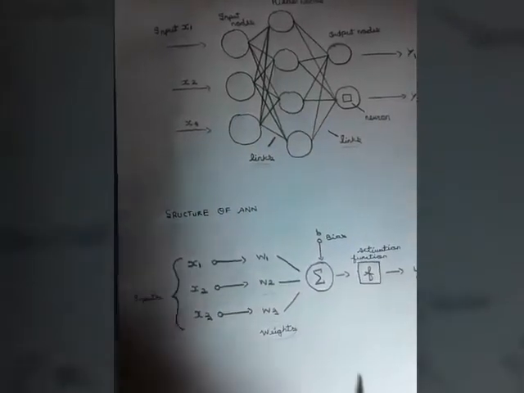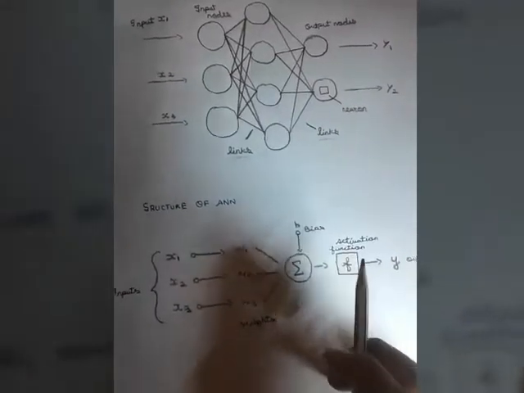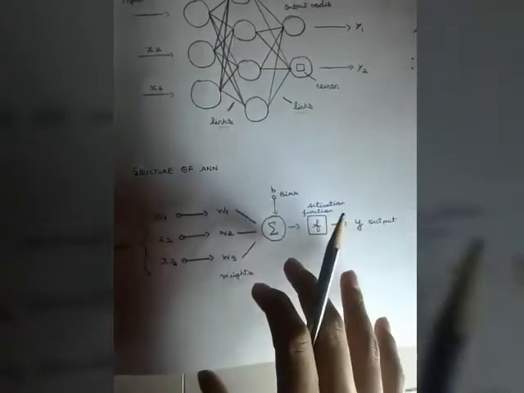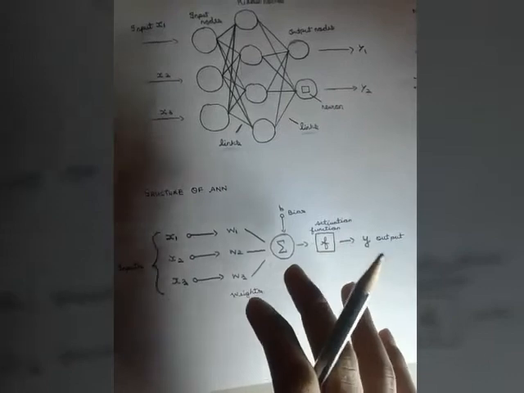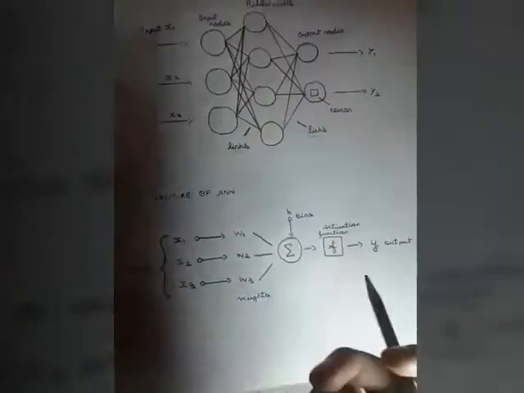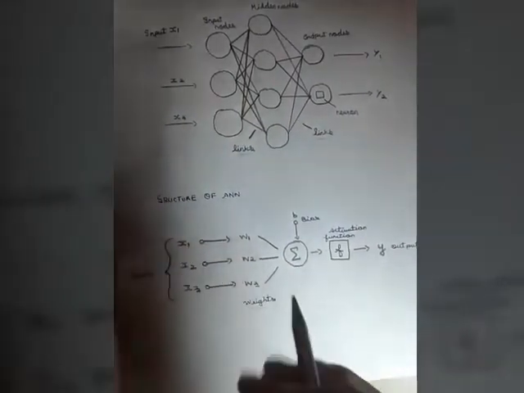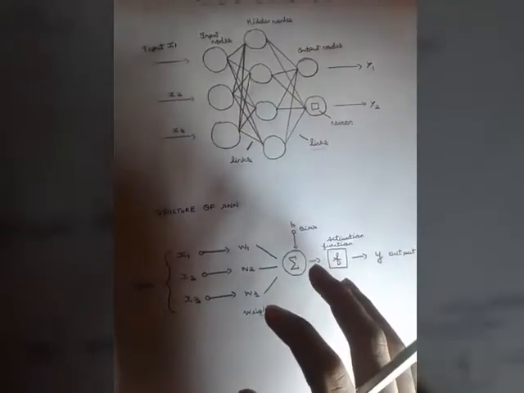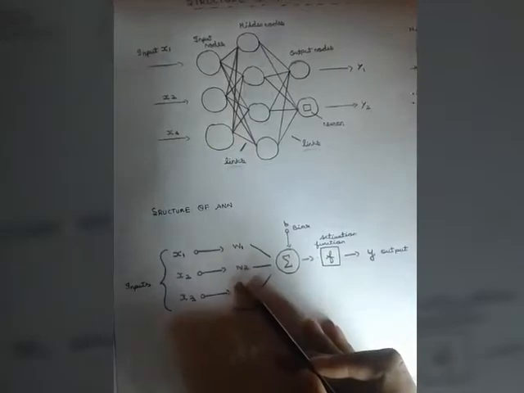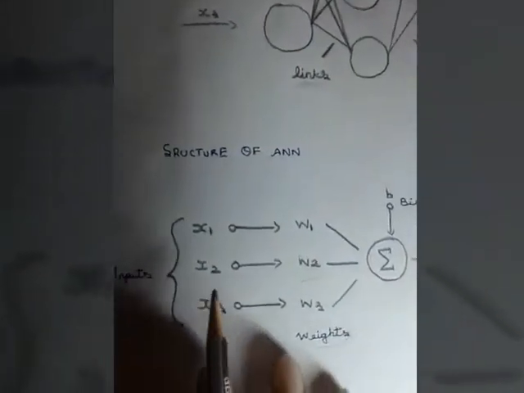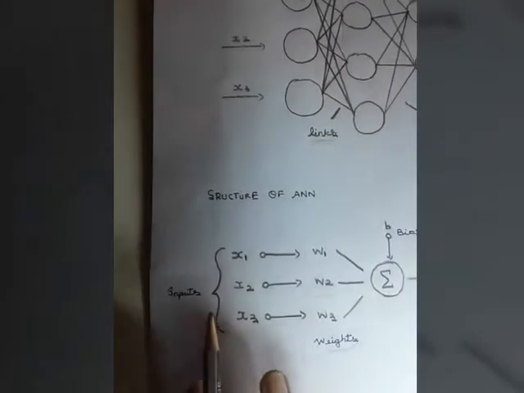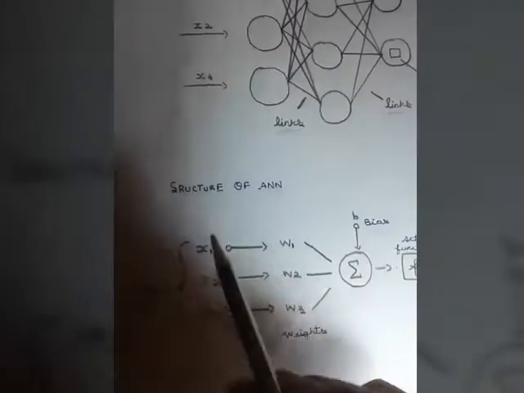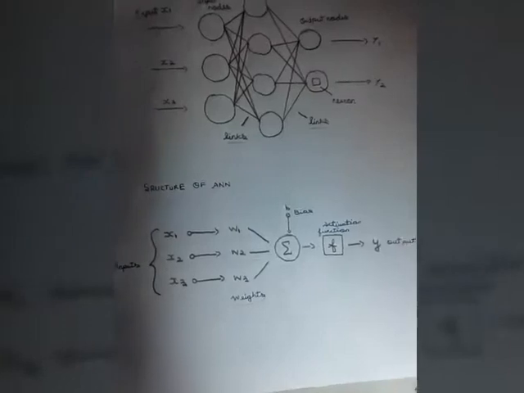Each link is associated with a weight, and ANN is capable of learning, which takes place by altering the weight values. The main thing we have to understand is ANNs are capable of learning by altering the weight values. So this is the structure of ANN, guys. I hope you understood how ANN works, and the structure of ANN which I have drawn.